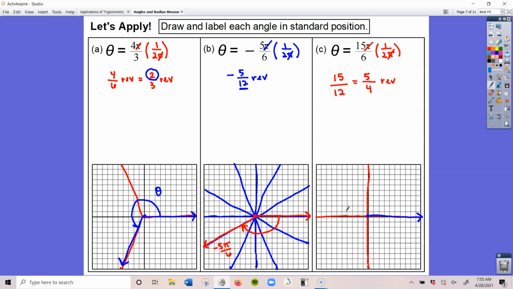Now 5 is more than 4, which is 1 full revolution. So that means that this angle does more than 1 full revolution. So here we go. We have 1, 2, 3, 4, and 5. So my angle would land right here on the axis. So this is an example of a quadrantal angle. So this would be your angle 15 pi over 6.